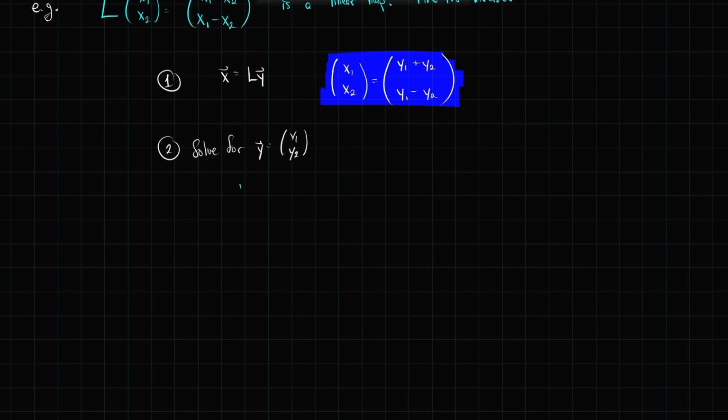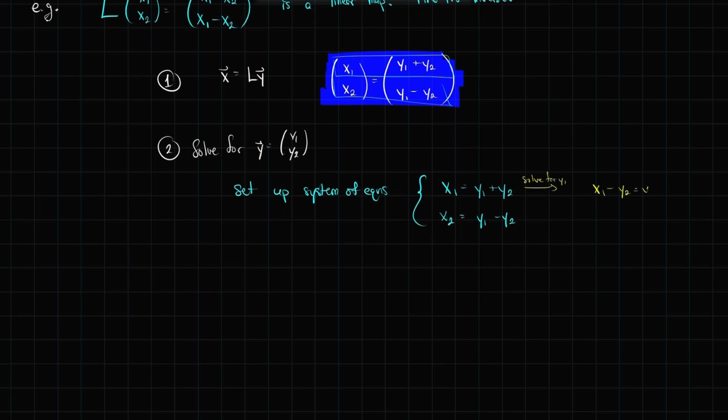And we're going to do that by setting up a system of equations. We're just going to look horizontally like we've been doing this whole semester. x1 equals y1 plus y2. x2 equals y1 minus y2. We can use the substitution method. I'll go ahead and solve for y1, which gives me x1 minus y2 is y1. And now that I know what y1 is equal to, I can go ahead and plug that in to the second equation. Plug in y1 to recover that x2 equals x1 minus y2.